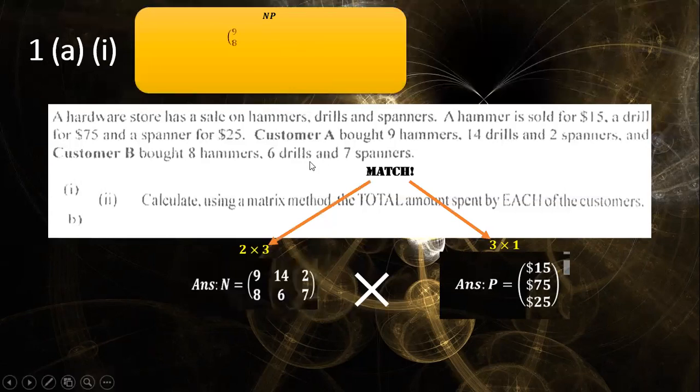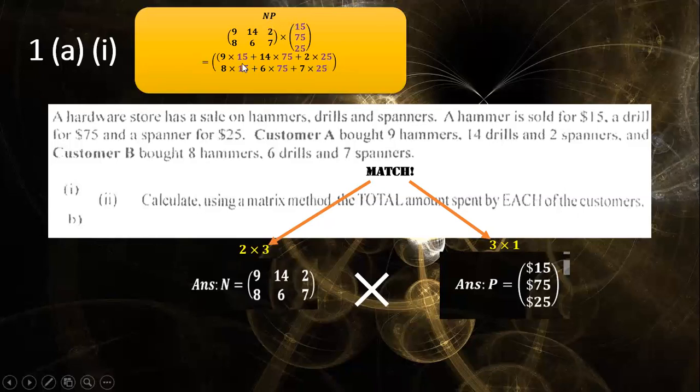And then we arrange the matrices together. This is matrix N multiplied by matrix P in purple. And then it's going to be this row by this column, which is 9 by 15 plus 14 by 75 plus 2 by 75, which is this row by this column, 9 by 15, which is what we have here, 14 by 75, which is what we have here, 2 by 25, which is what we have here.